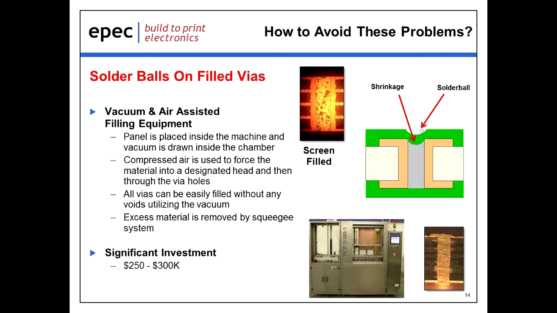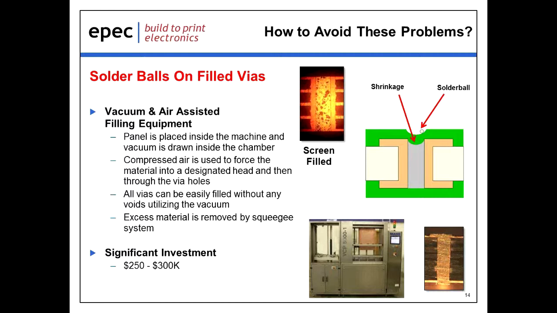That's no matter if it's solder mask, or conductive or non-conductive product. It's all the same. So if you really want to do this the right way and make sure you don't have this problem, use vacuum and air-assisted filling equipment. Basically, compressed air is used to force the material into a designated head based upon the size of the via and then through the via. Then all the voids can be taken out because the material is pushed through the via itself, and the excess material is removed by squeegee, but it's actually pressed in further because the squeegee is filling from both sides at the same time.